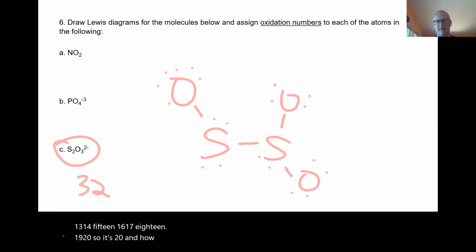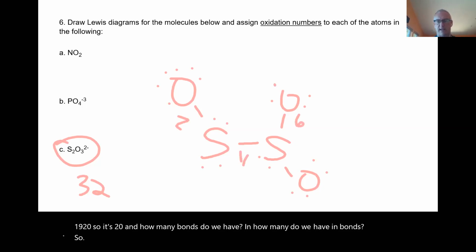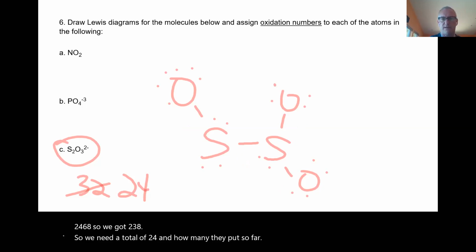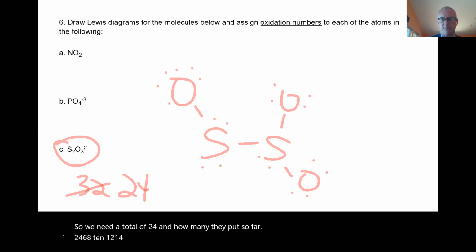And how many do we have in bonds? 4 bonds, so 2, 4, 6, 8. So we got 8. So we need a total of 24. And how many have I put so far? 2, 4, 6, 8, 10, 12, 14, 16, 18, 20, 22, 24, 26, 28, 30. I got 2 more to do. So let's put them here. Doesn't really matter where you put them. Okay, I think that's the total.